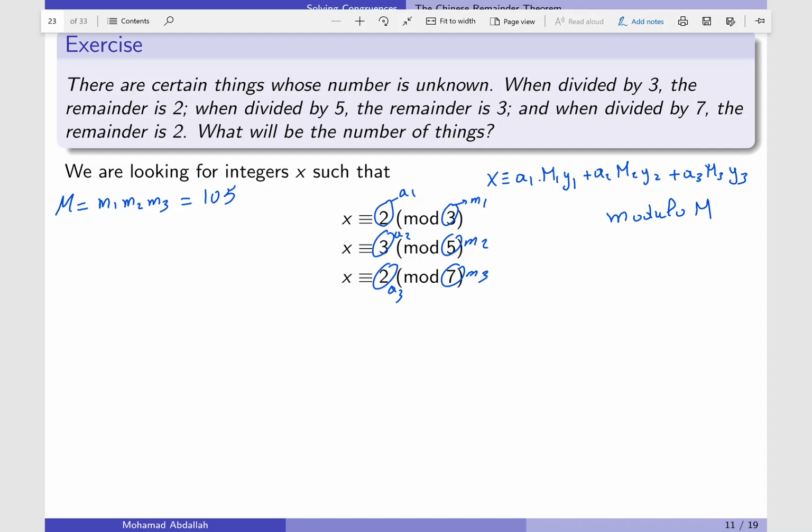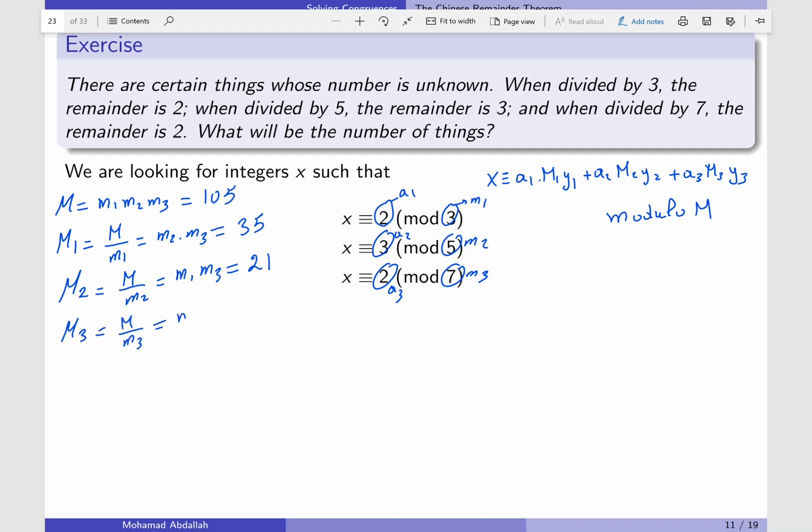Okay, now capital M1 is equal to M over small m1, which is M2 times M3. So this is 35. M2 is M over small m2, which is M1 times M3, and this is 21. And capital M3 is M over small m3, which is M1 times M2, and this is equal to 15.